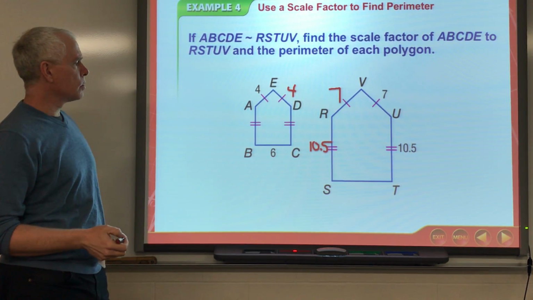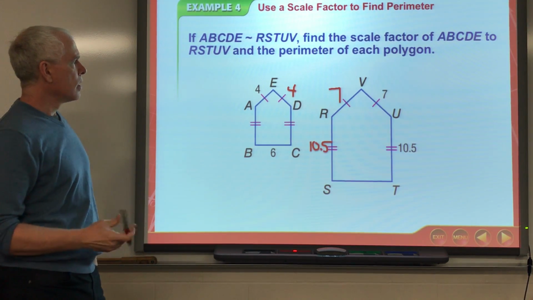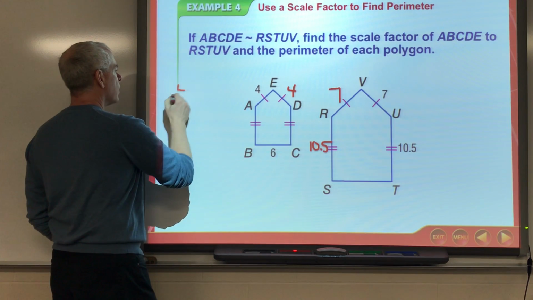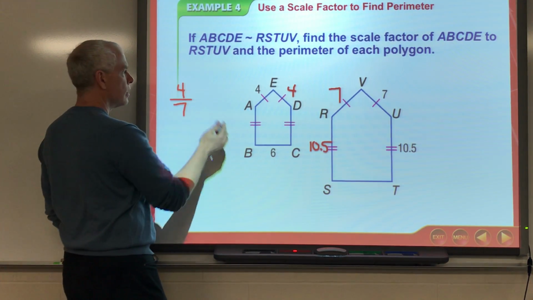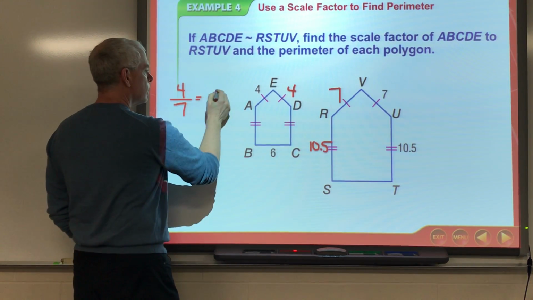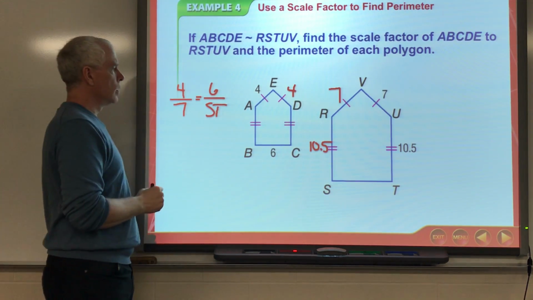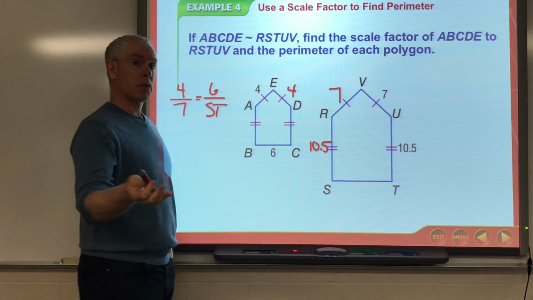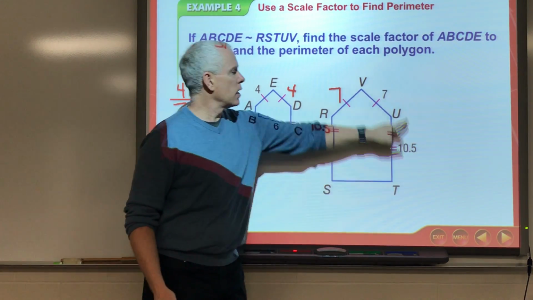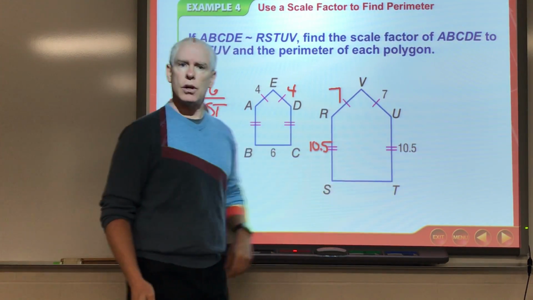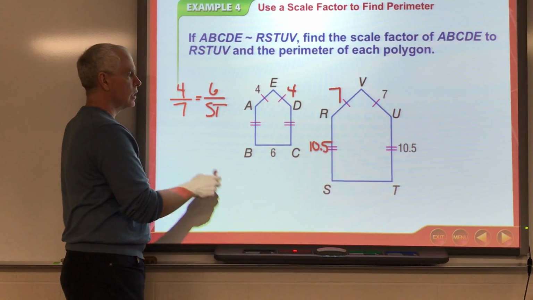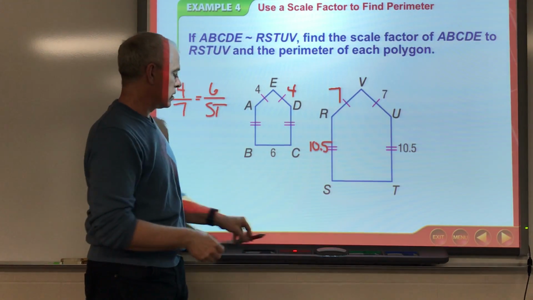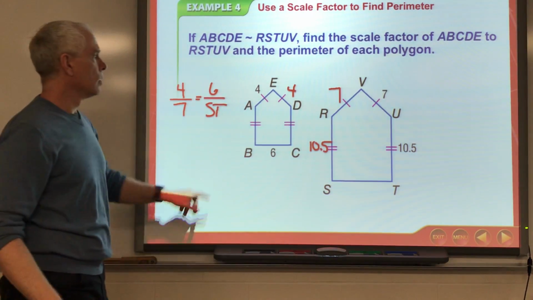What can I do to solve for some unknowns here? Okay, well, I know that 4 corresponds with 7. So I could do something like 4 over 7, and you'll see this in the next slide, is equal to, say, 6 over ST. Well, that would help me then find this unknown. If I can find ST, well, I know the perimeter of this. Sure. And then I can say 4 over 7 equals the perimeter of this one, which will be unknown, over what I get for the perimeter for the second one, and I can just solve the proportion. Okay?